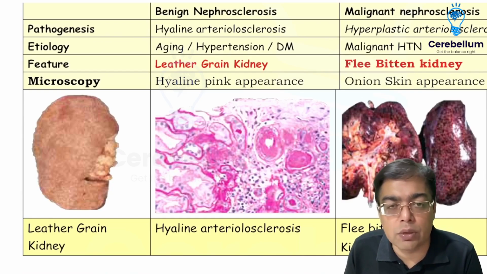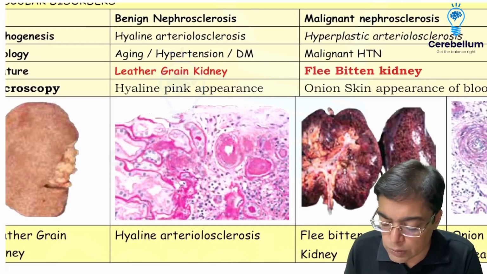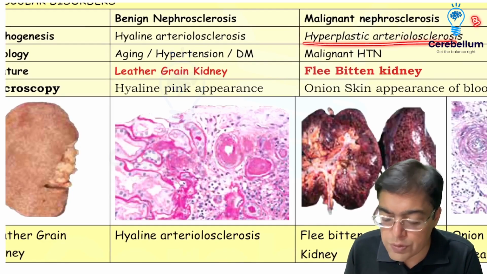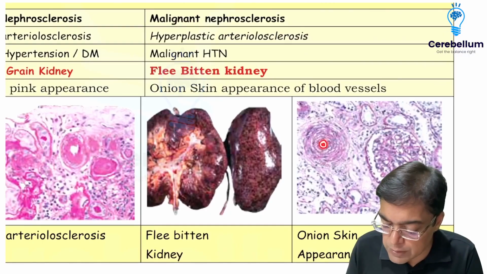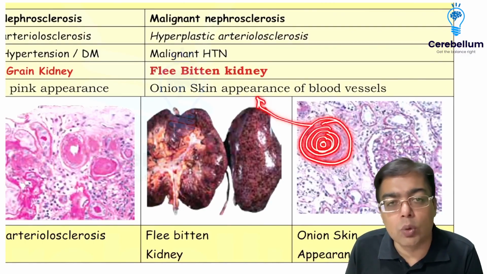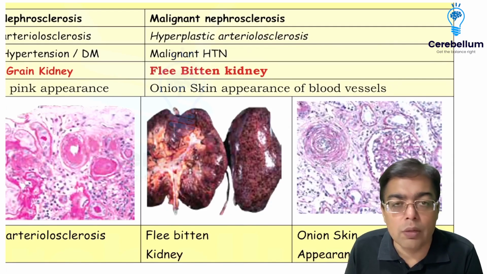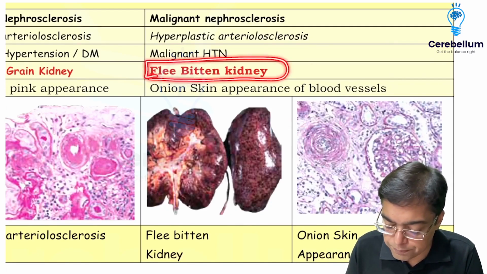The second type of vascular insult which can be seen over here is in patients suffering from malignant hypertension, and they are going to have the presence of smooth muscle proliferation. So it is associated with the term hyperplastic arteriolosclerosis. When we are talking about the microscopic appearance, patients are going to have concentric rings of smooth muscle deposition, having an appearance that is described as onion skin appearance, and the gross appearance of the kidney would be associated with multiple hemorrhagic spots, which is associated with the term flea-bitten kidney.